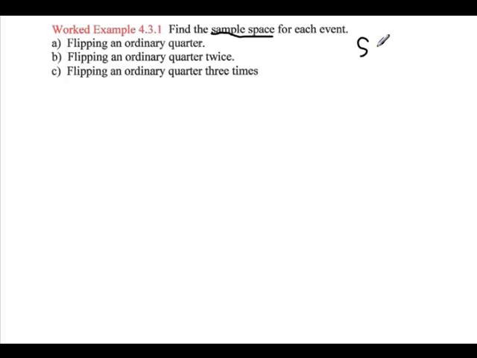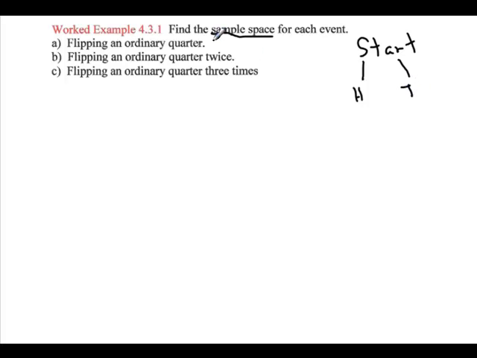So let's do a tree diagram to begin with for A. So we begin by writing start. And we put a different branch for every one of the different outcomes. When we flip a quarter, there's only two outcomes, heads and tails, and so there's only two branches. And at the end, we put H and T.